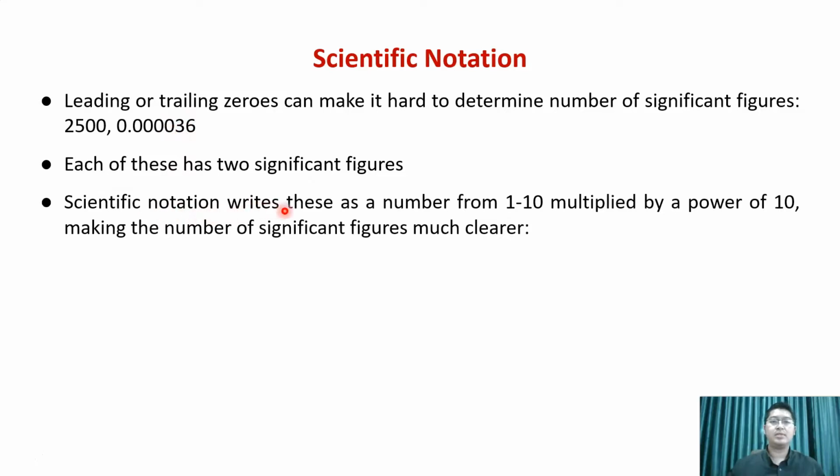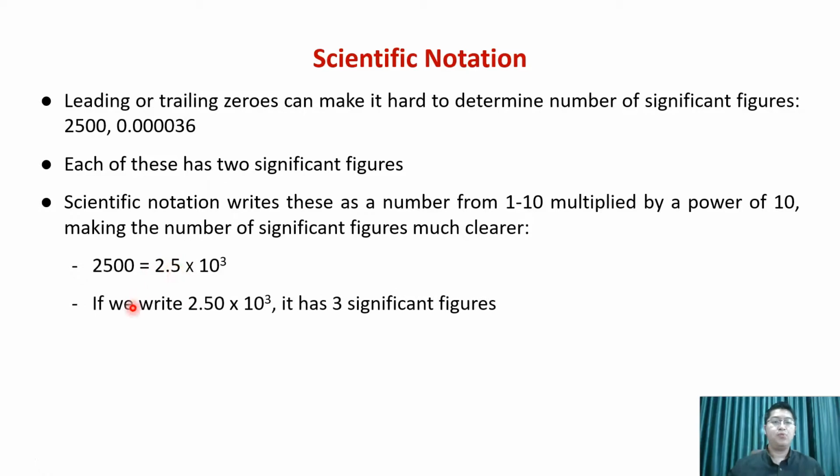Scientific notation writes this as a number from 1 to 10 multiplied by a power of 10, making the number of significant figures much clearer. For example, 2500 becomes 2.5 times 10 to the power of 3. So it means that this number has two significant figures, 2 and 5. If we write 2.50 times 10 to the power of 3, it has three significant figures, 2, 5 and 0.